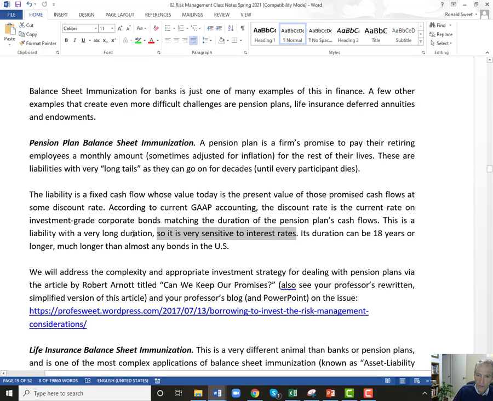There's an article by Robert Arnott. I want to start with that. And then you're going to see my blog. My blog asks a much more intricate question than is being addressed in Can We Keep Our Promises? So I'm going to go one level higher. Let me show you this question.